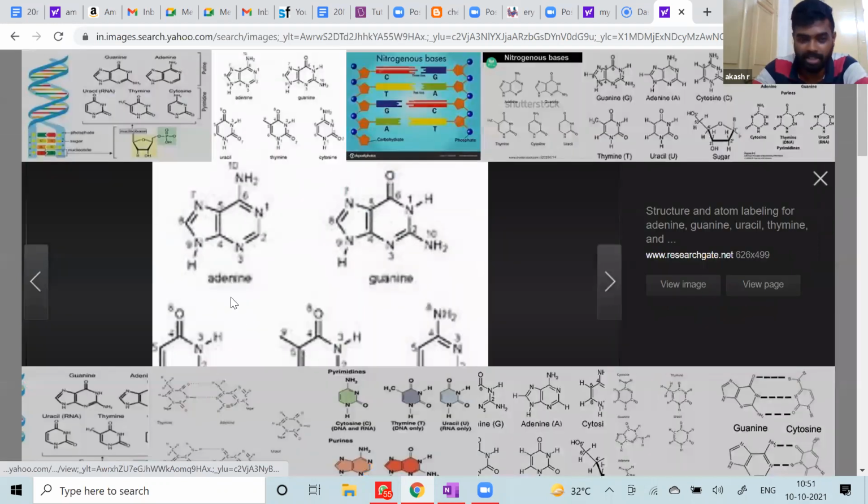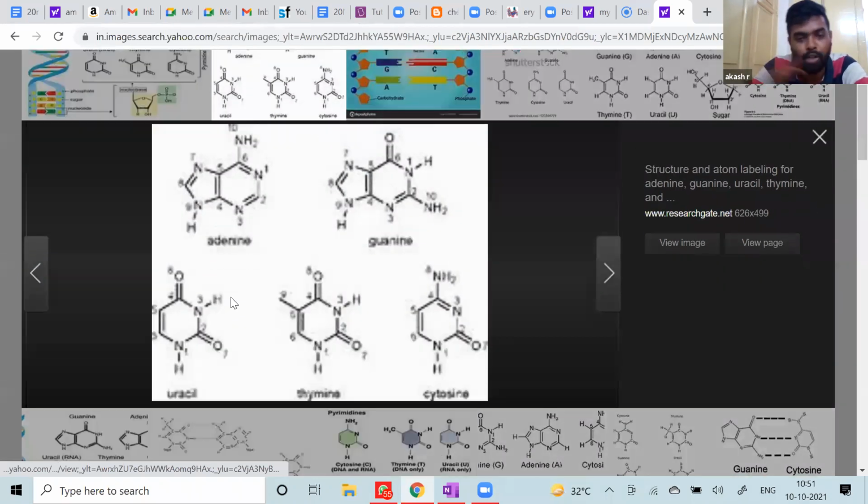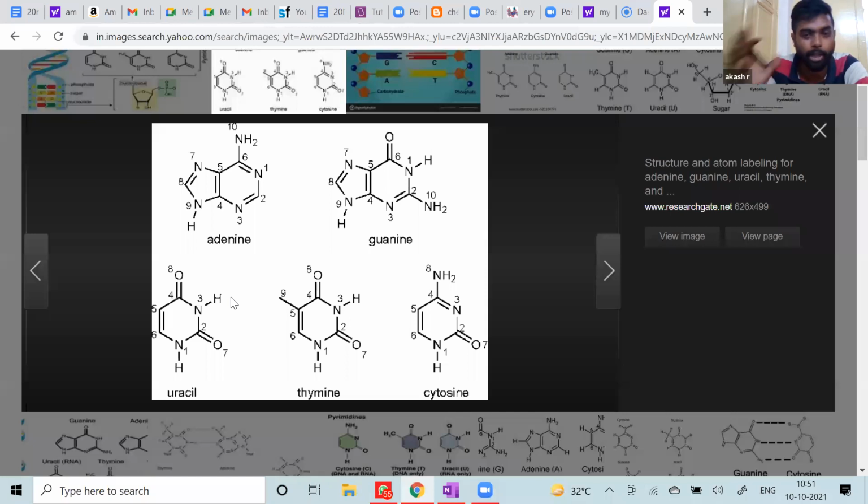These are the structures, and please, you do not have to remember anything. I told you they contain nitrogen. They are nitrogenous bases. All of them are going to contain nitrogen in them. That is why they are called nitrogenous bases. So you can see how adenine looks, how guanine looks, how uracil, thymine, and cytosine look.